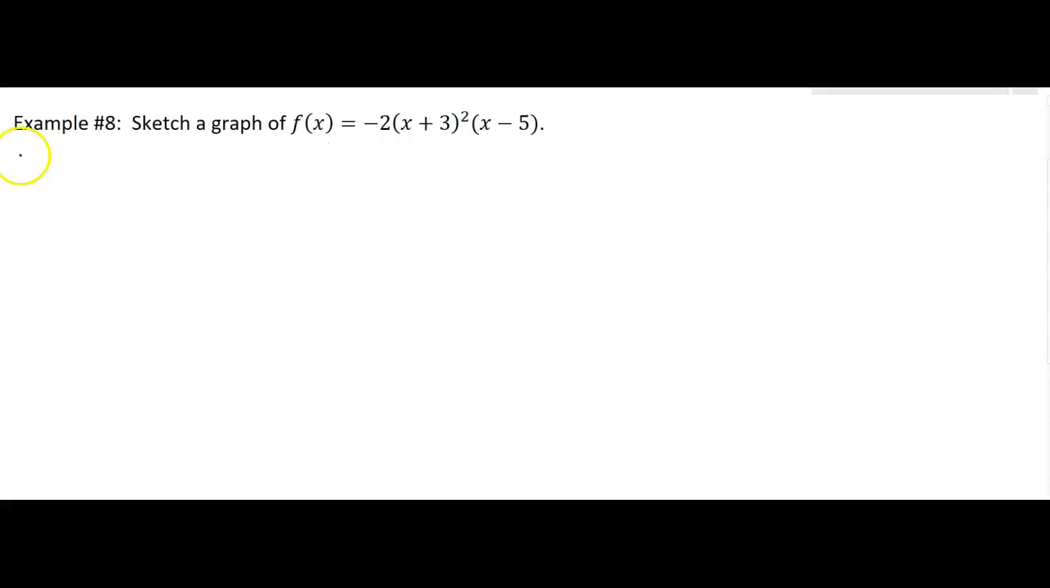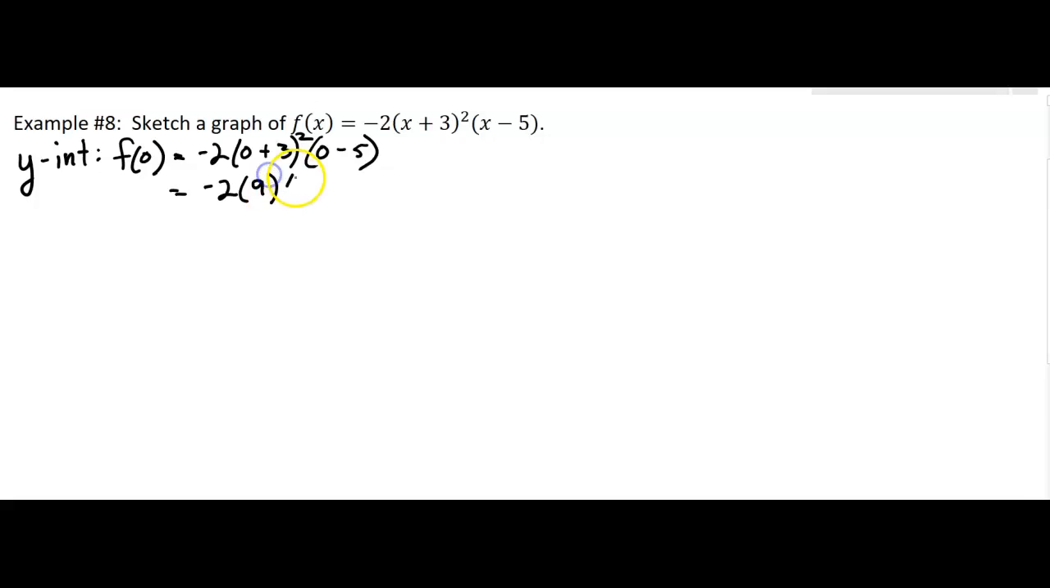So I'm going to find the y-intercept. I do that by finding f of 0, which is going to be negative 2 times 0 plus 3 squared times 0 minus 5. Now that's going to be negative 2 times 9 times negative 5. Negative 2 times negative 5 is 10, so I'm going to get 10 times 9, or 90. That is a pretty big number.